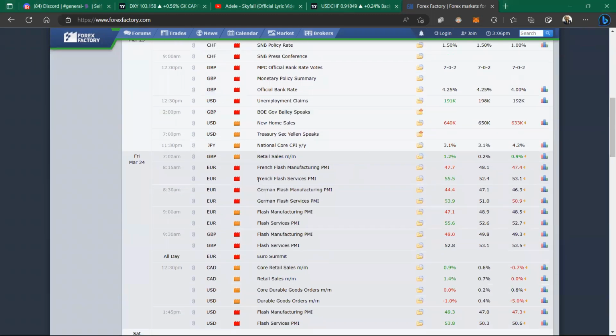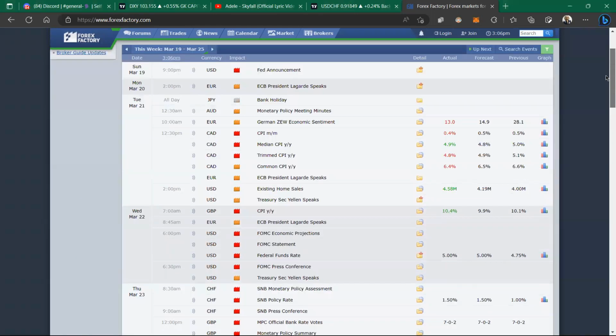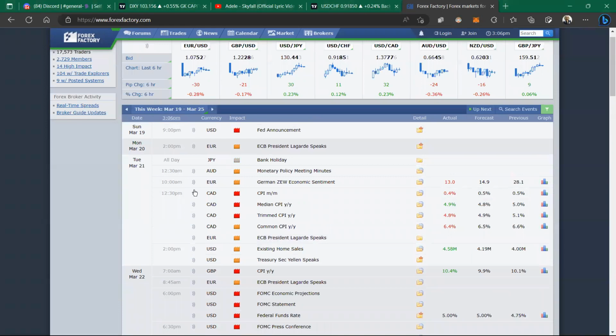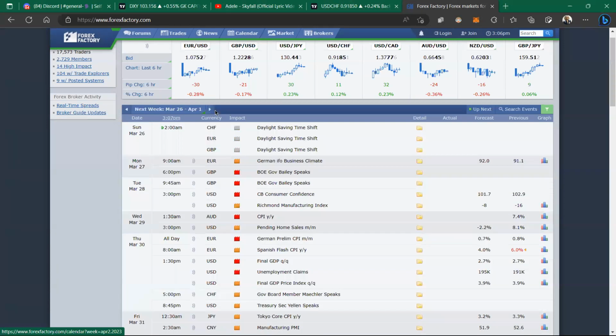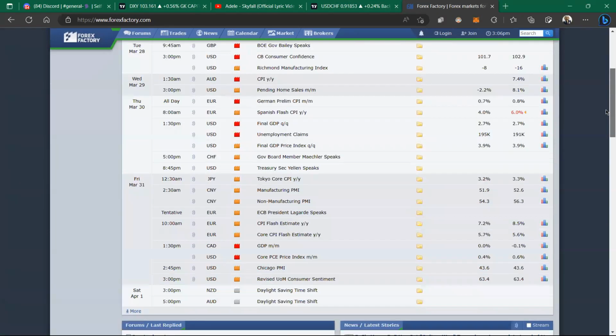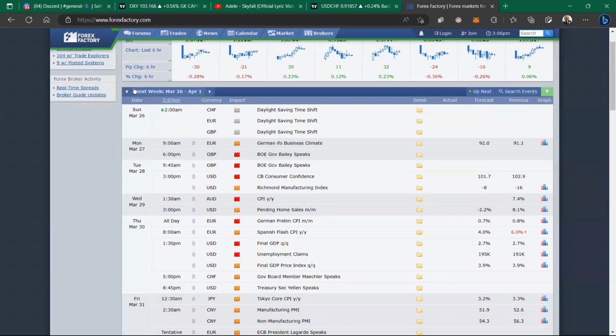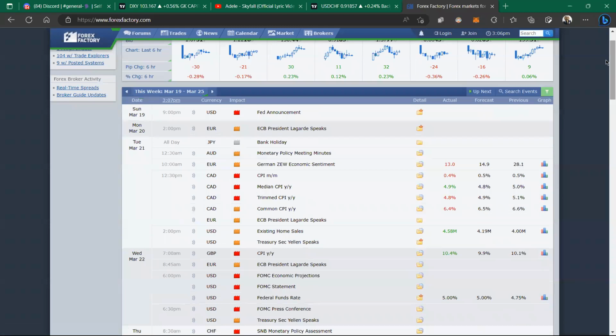So I truly believe this would be the heaviest week when it comes to March, for this month anyway. Next week we do have some fundamentals, but it dies down a little bit with a lot of amber, whereas this week was a lot of reds.